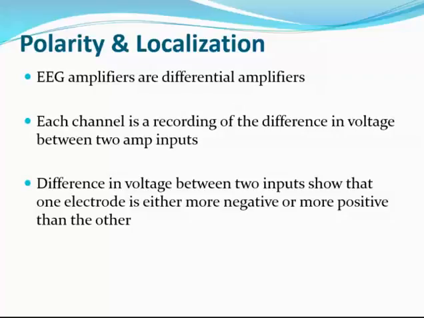So we also could talk about polarity and localization. EEG amplifiers are differential amplifiers. Each channel to that amplifier is a recording of the difference in voltage between the two inputs. A difference in voltage between two inputs shows that one electrode is either more negative or more positive than the other. I can take two numbers, 2 and 5. 2 is more negative than 5, and 5 is more positive than 2. That's just mathematical language.